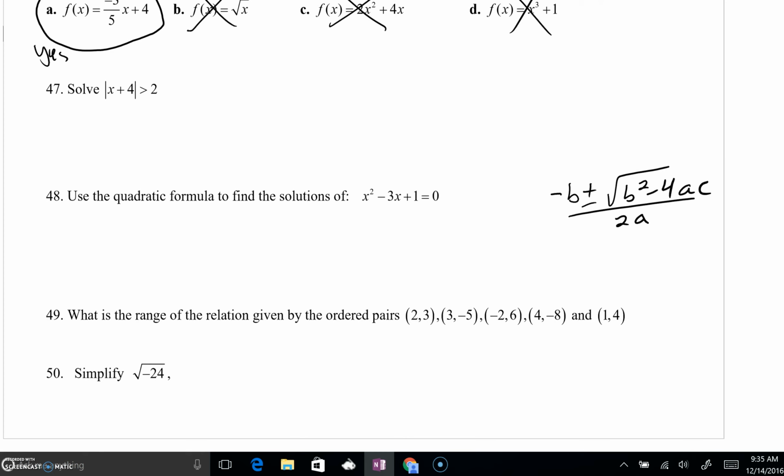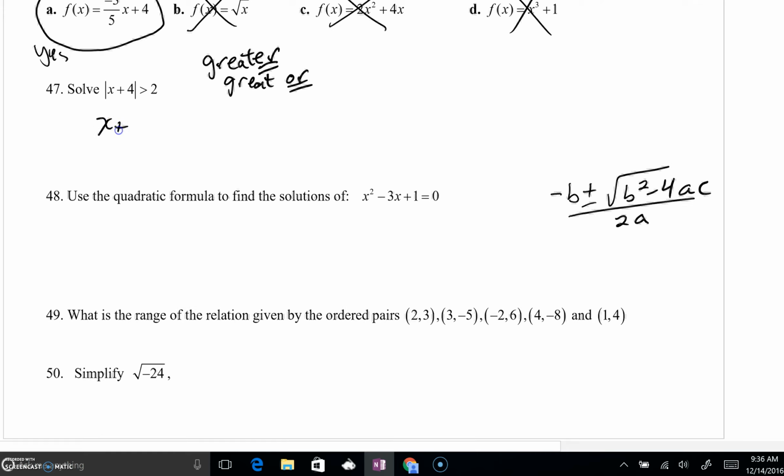For number 47, we're solving an absolute value inequality. Number 47 is a greater than problem. And we had a mnemonic. Greater sounds like "great or." We had a little memory device that said whenever you've got two bars in an absolute value equation or an inequality, it means you have to write down two things. In this case, you have to write two inequalities.